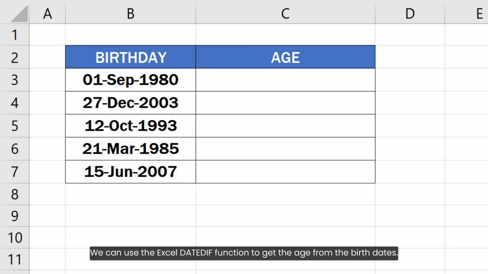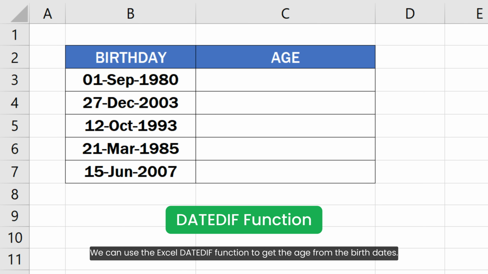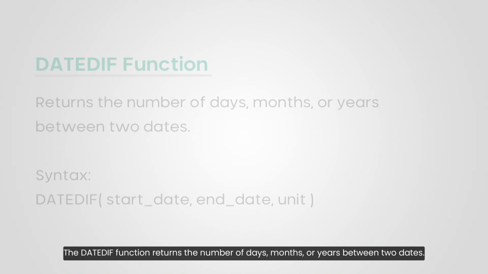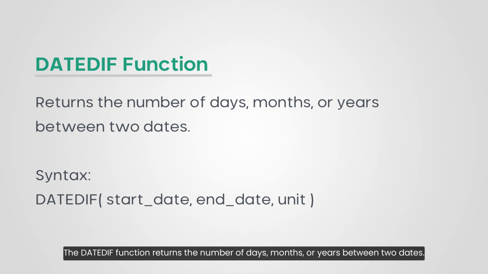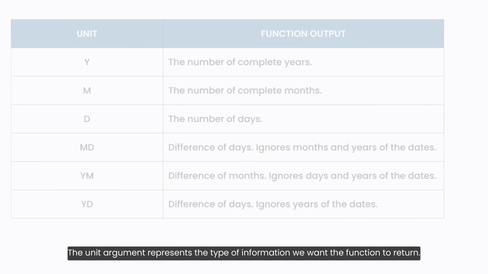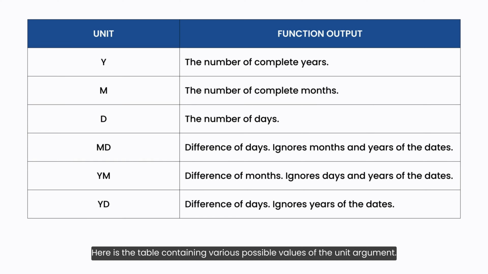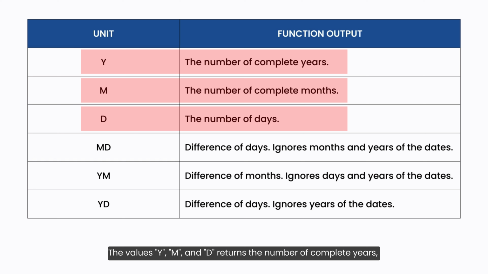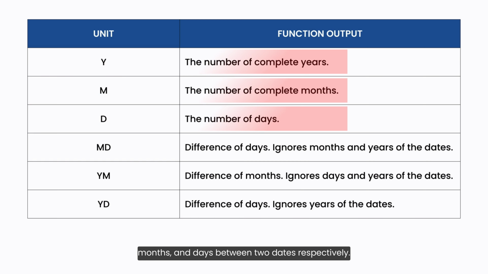We can use the Excel DATEDIF function to get the age from the birth dates. The DATEDIF function returns the number of days, months or years between two dates. This function accepts 3 arguments: a start date, an end date and an optional unit. The unit argument represents the type of information we want the function to return. Here is the table containing various possible values of the unit argument. The values y, m and d return the number of complete years, months and days between two dates respectively.